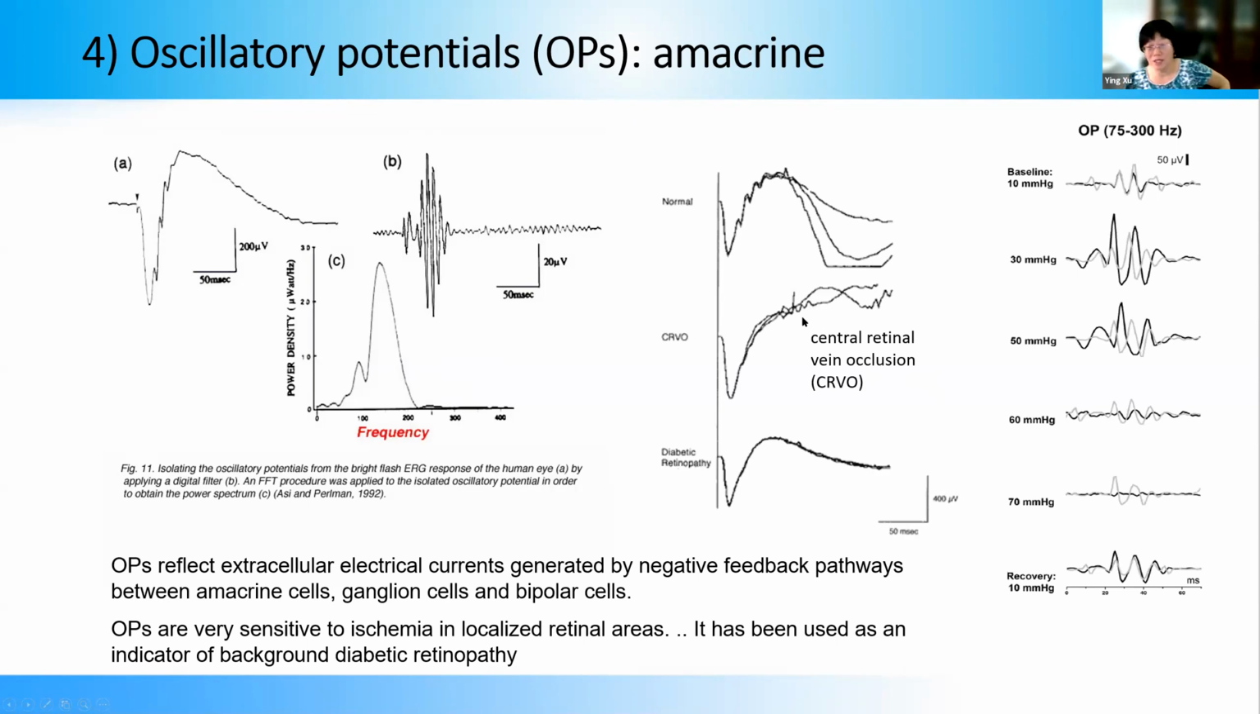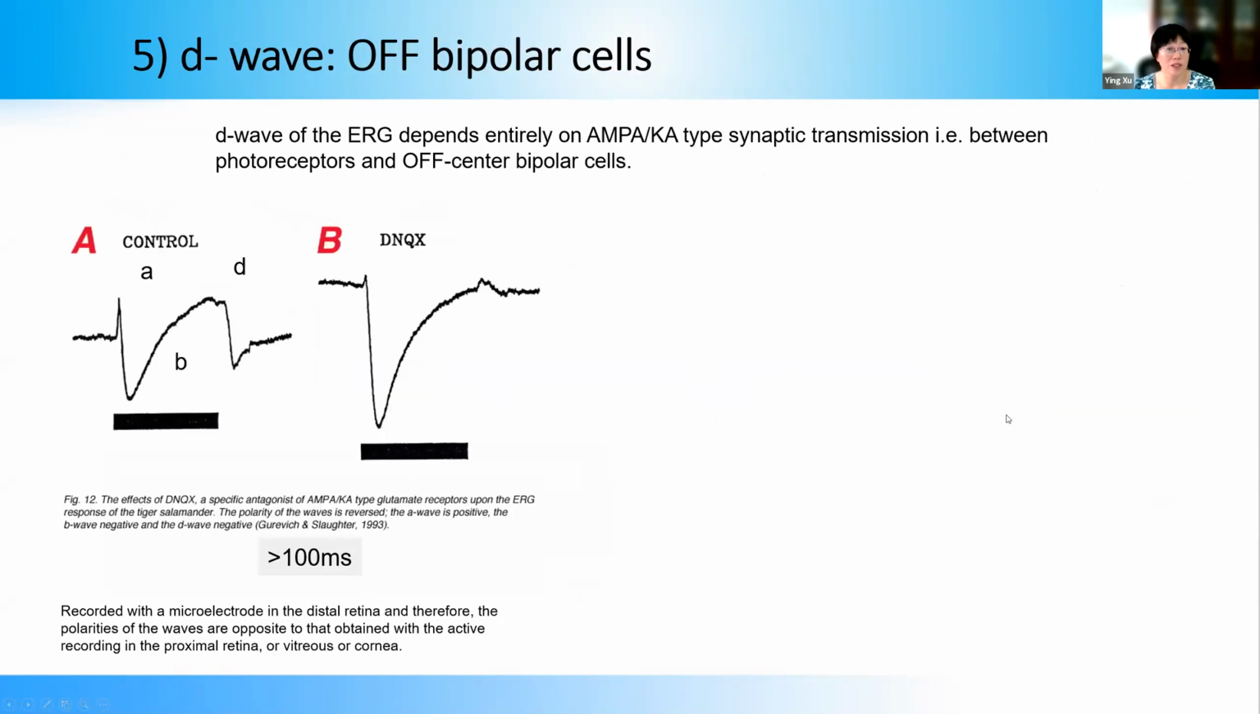Scientists found that in patients with retinal ischemia, like central retinal vein occlusion, CRVO, or diabetic retinopathy, though the A and B waves remain normal, the OPs disappeared. Also, when the intraocular pressure increased, like from 10 to 70 millimeters of mercury, the OPs also disappeared. That indicates the OPs actually come from the inner retina, especially the amacrine cells.